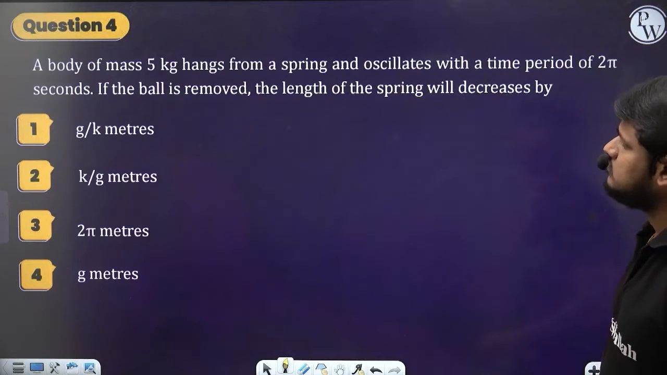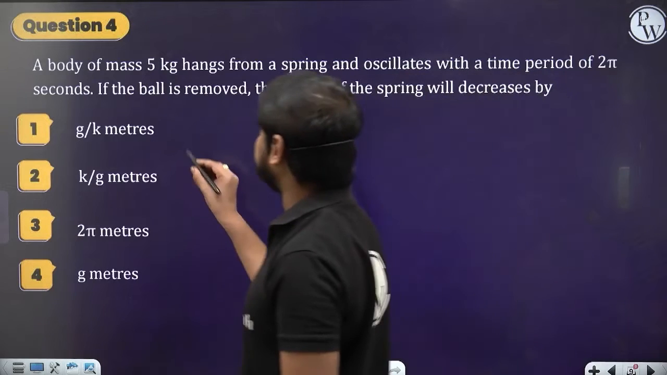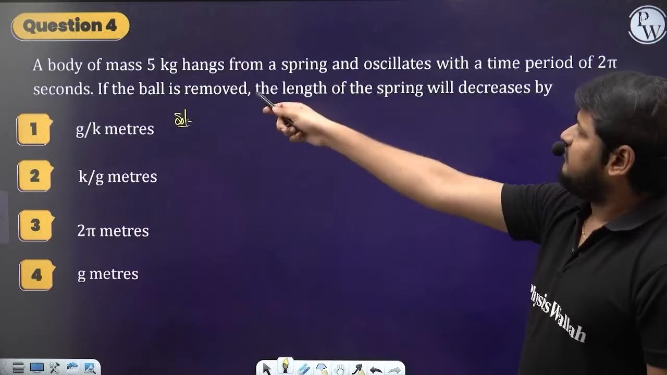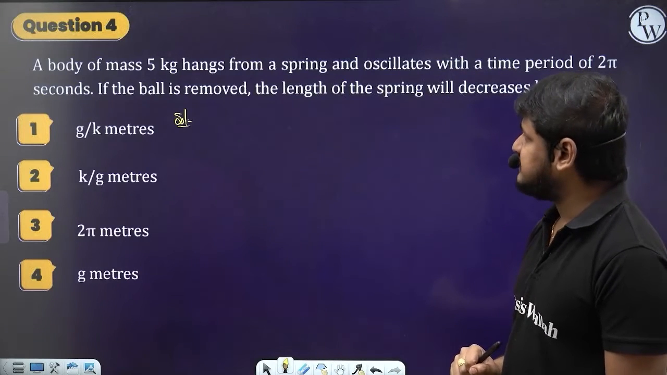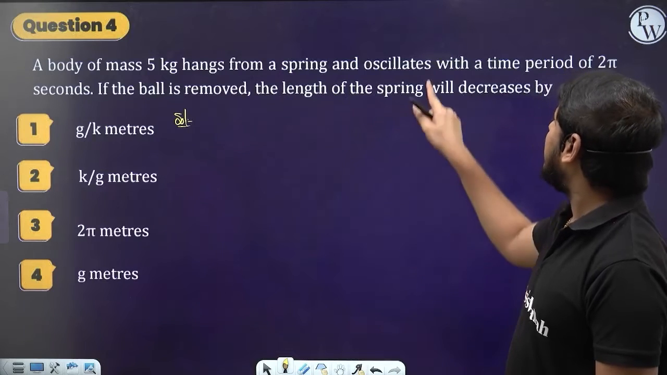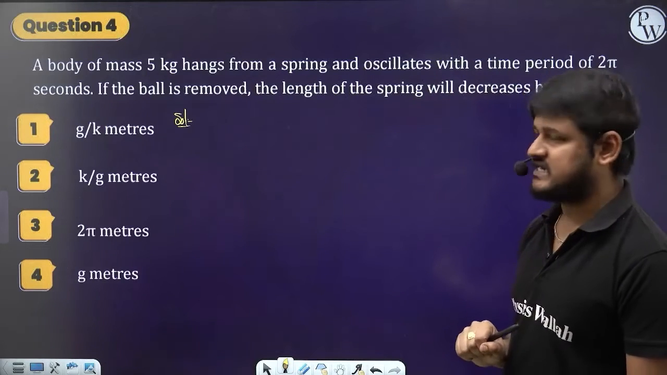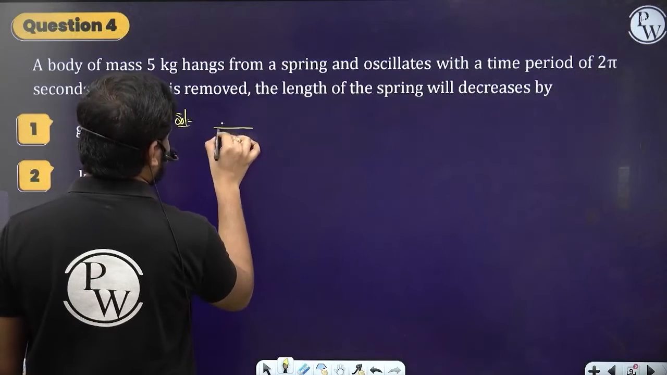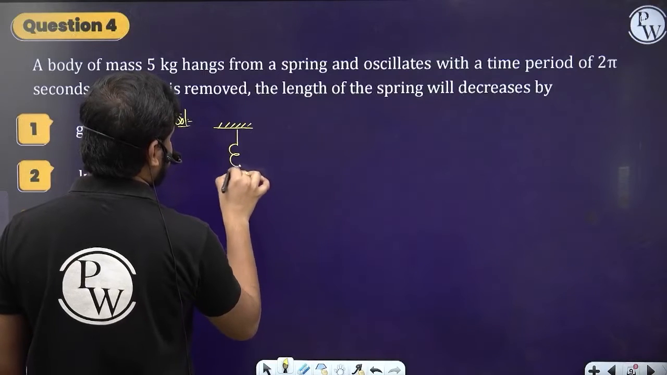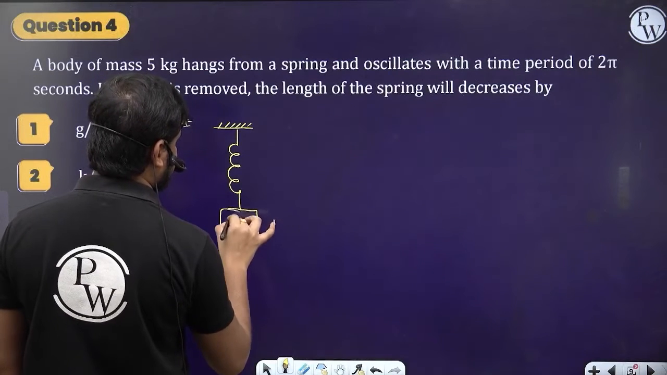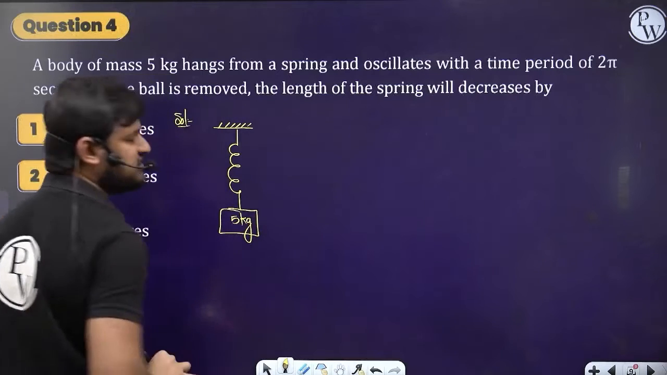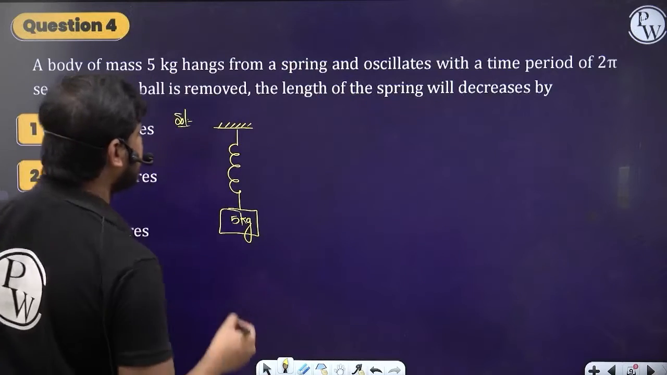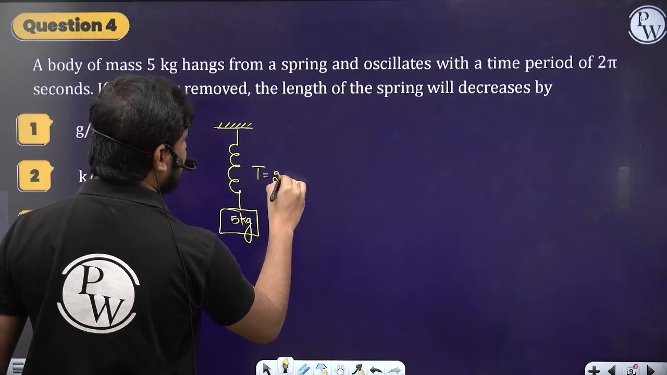So we have one more question. Can you guys try this? A body of mass 5 kg hangs from a spring and oscillates with a time period of 2 pi seconds. See here, this is a body of mass 5 kg. It hangs from a spring and oscillates with a time period equal to 2 pi, as they gave.